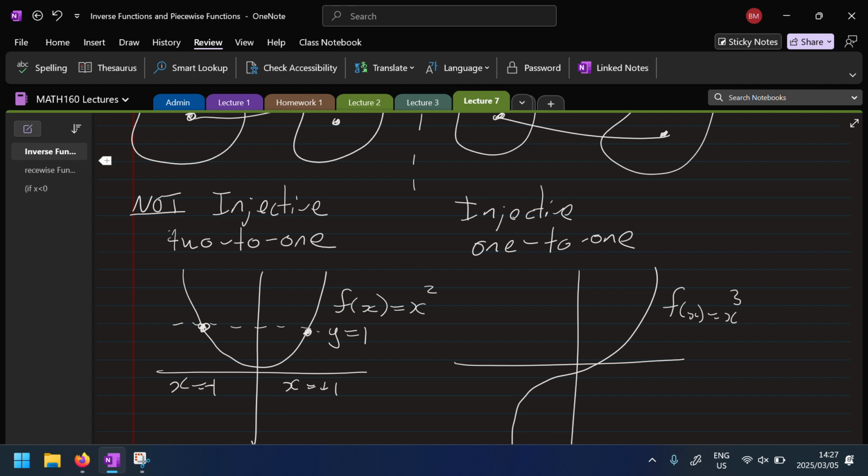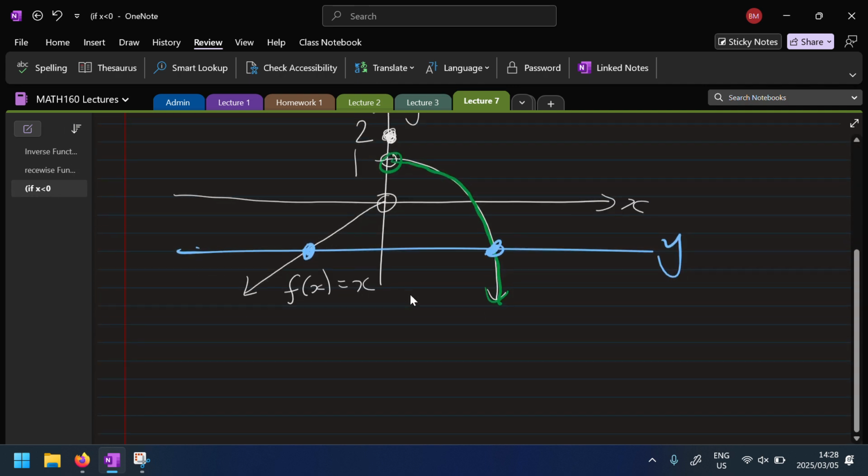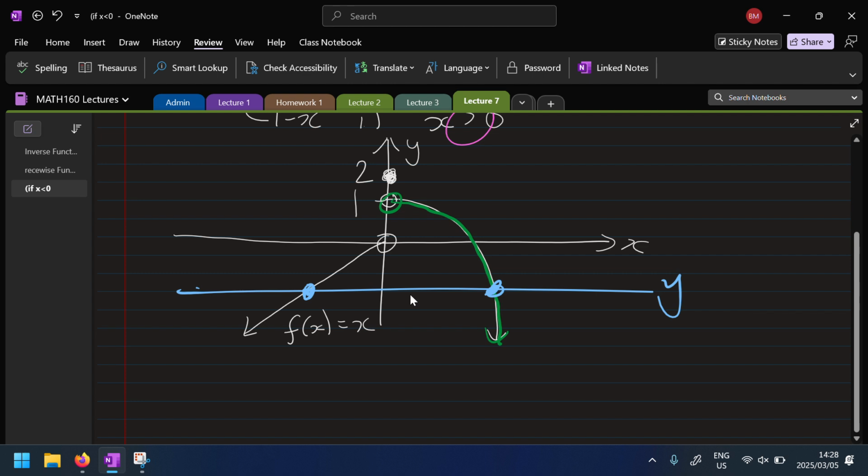So here we cut it with that horizontal line and we saw 2 to 1, not injective. And it doesn't go to all of the y values, so not surjective. So straight line, injective and surjective. Parabola, not injective, not surjective. So you can see between the two. If we go back to this picture here, we see this is like that parabola picture.